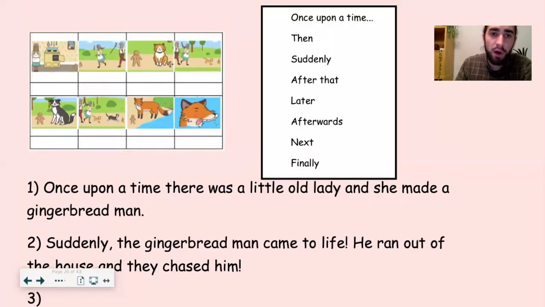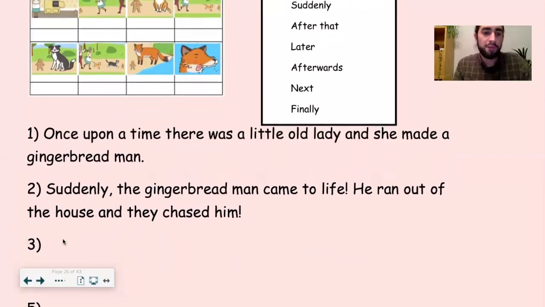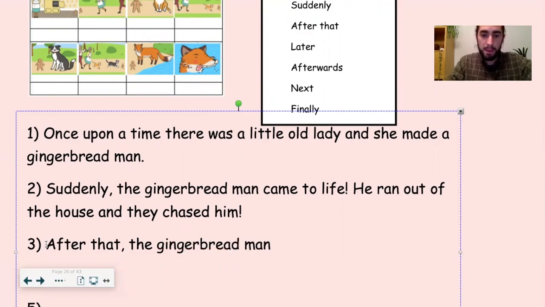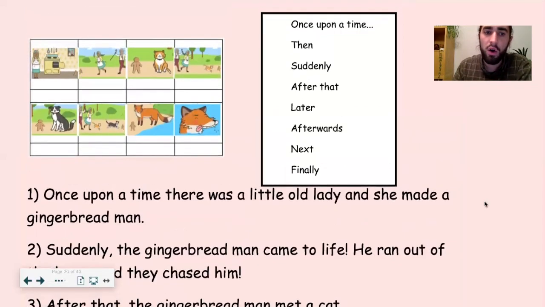Now the third part of the story, he meets a cat. So I might put, after that, the gingerbread man met a cat. So that's how I'm going to write each part of the story, and I would like you to see if you can write all 6 parts of the story.